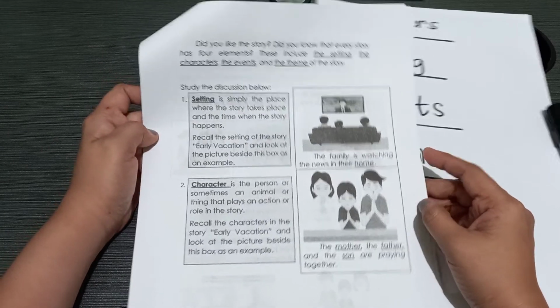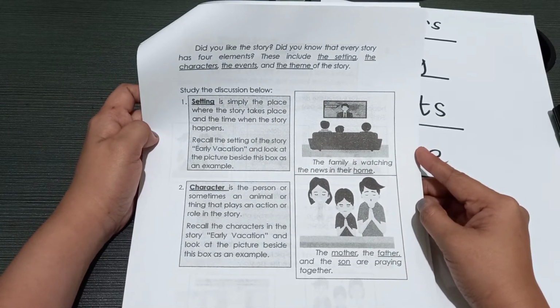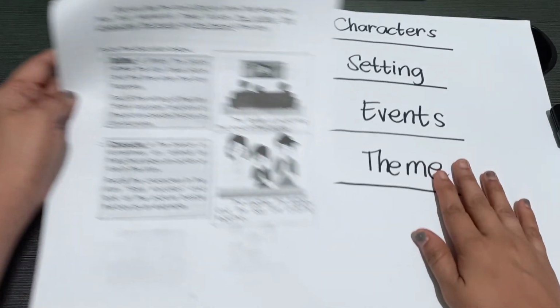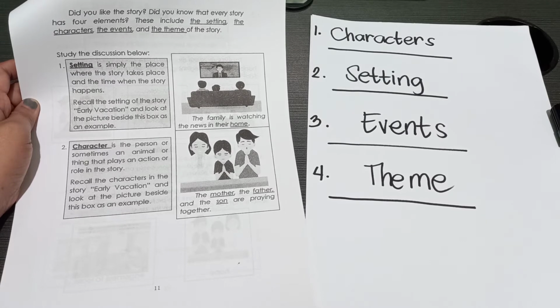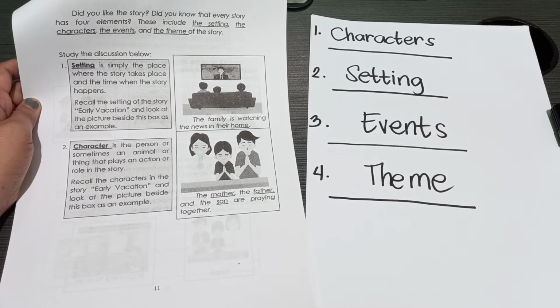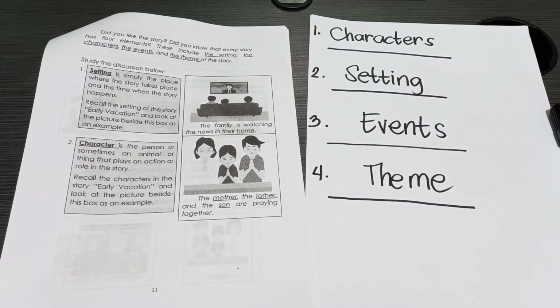Did you like the story? Did you know that story has 4 elements? So here it is now. These include the setting, the characters, the events, and the theme of the story. So we will discuss now the elements of the story.